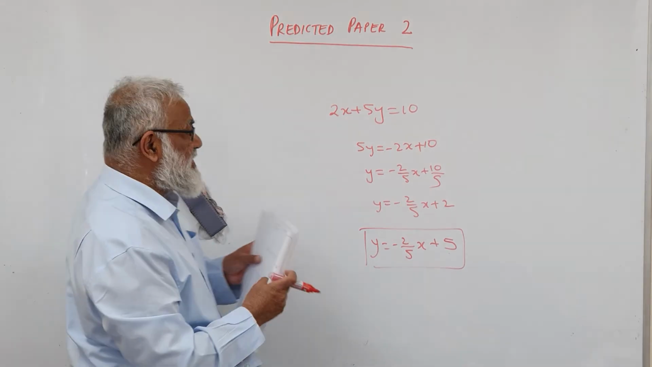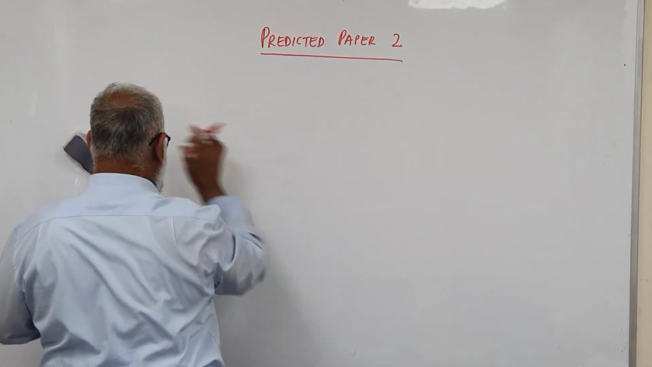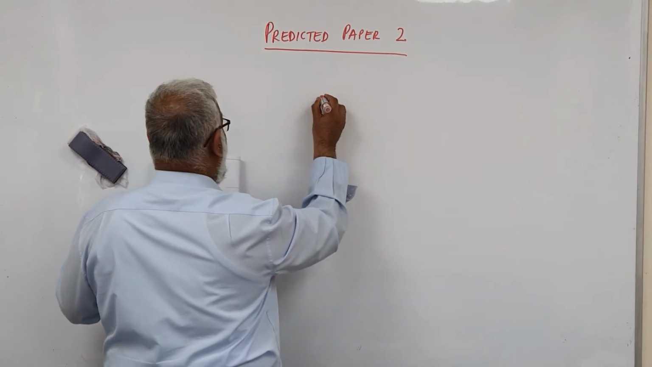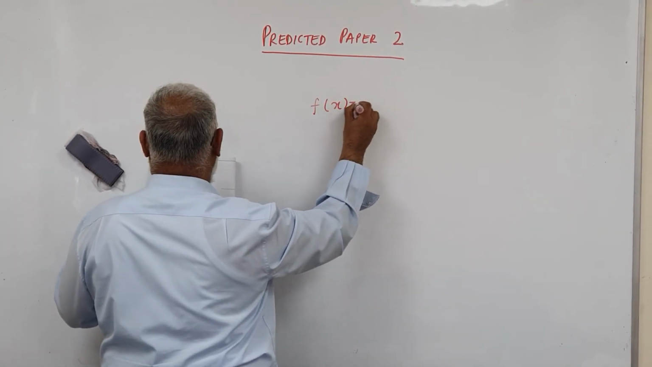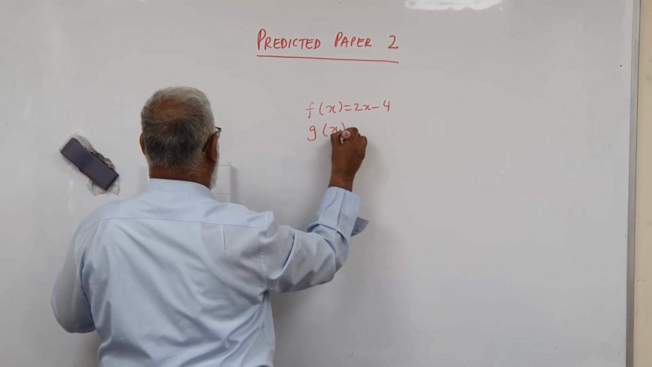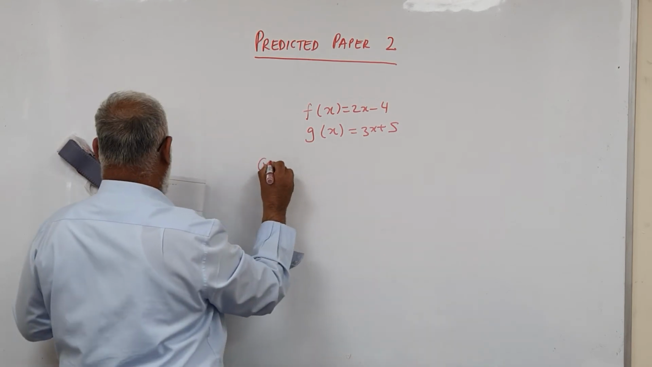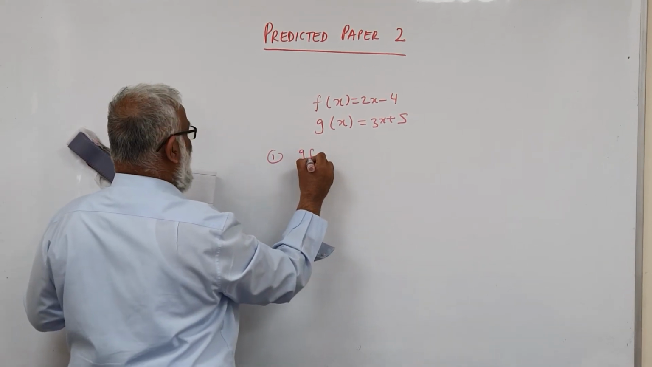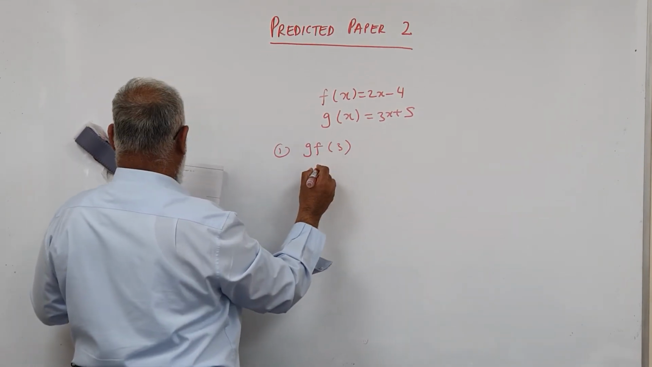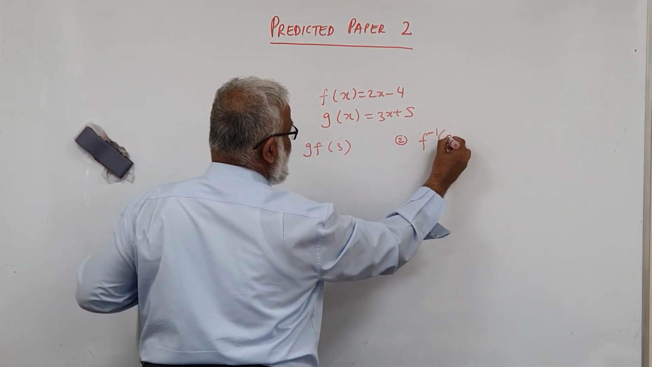Next, inverse function is very important. So what will I do here? f(x) is equal to 2x minus 4 and g(x) is equal to 3x plus 5. Find the value of gf(3) and find the value of f inverse of x.